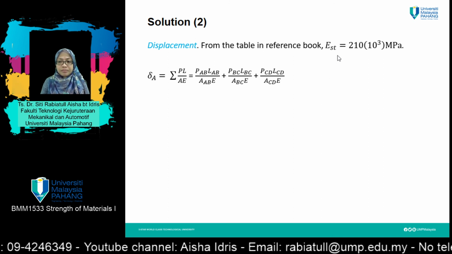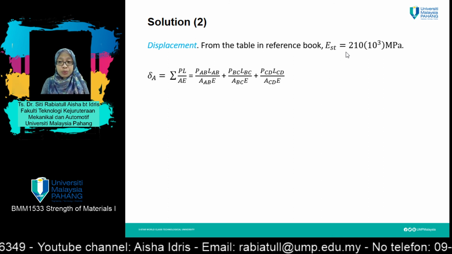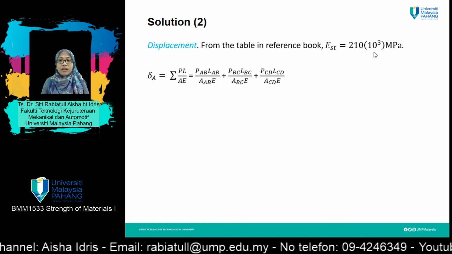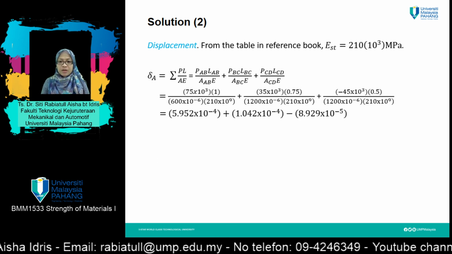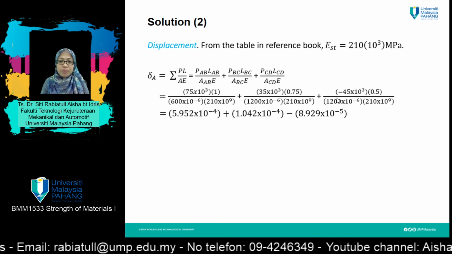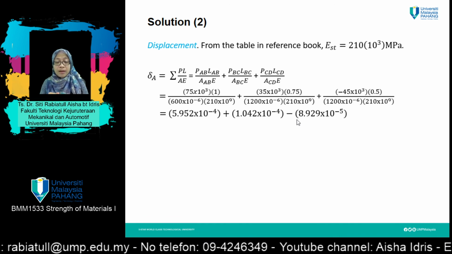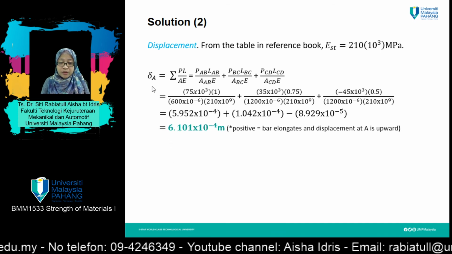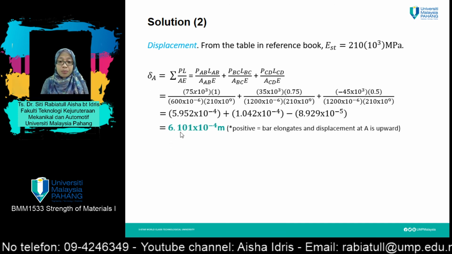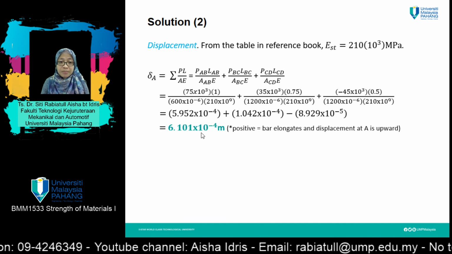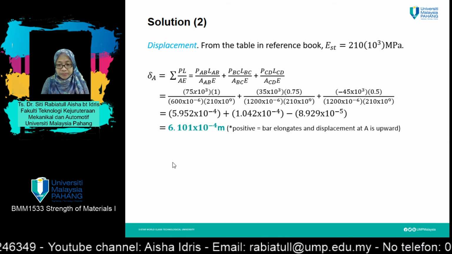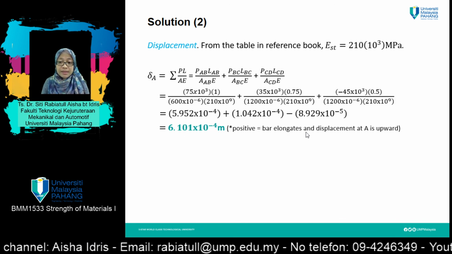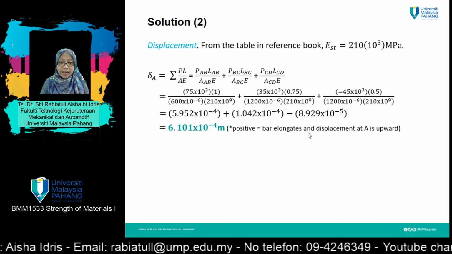For this case, the value of Young's modulus is given to you, which is equal to 210 times 10 to the power of 3 megapascal. From there, just substitute all the information that you get from the sections that have been cut just now. Finally, you'll get the deformation at point A as 6.101 times 10 to the power of -4 meter. If you notice the value is positive, it means that the bar elongates and the displacement at point A is moving upward.